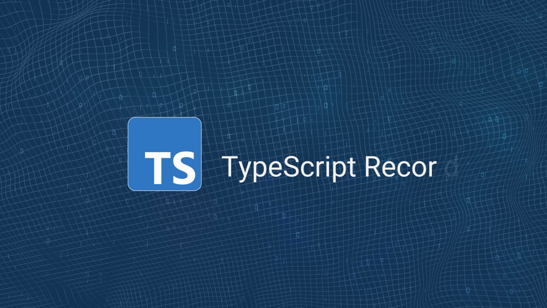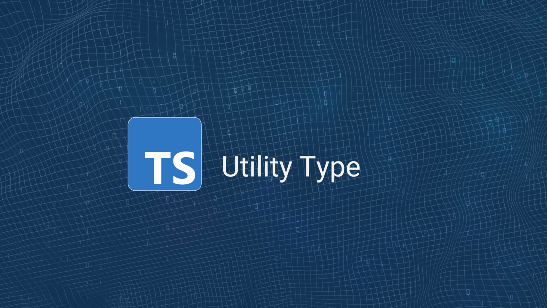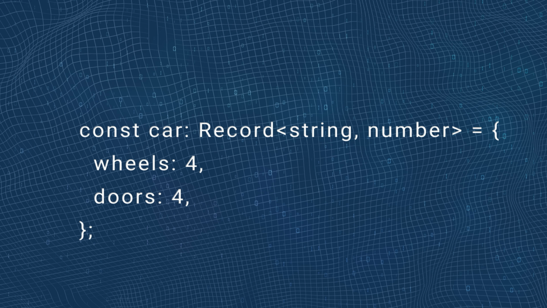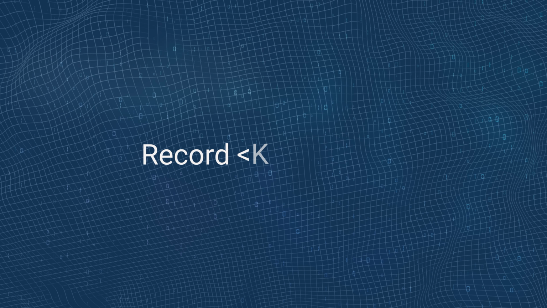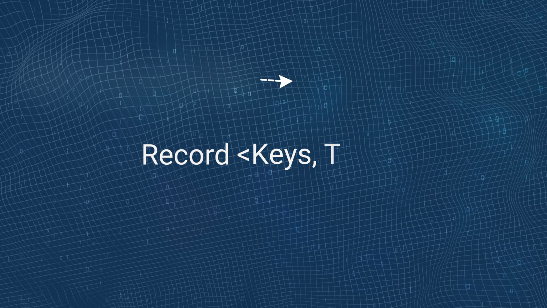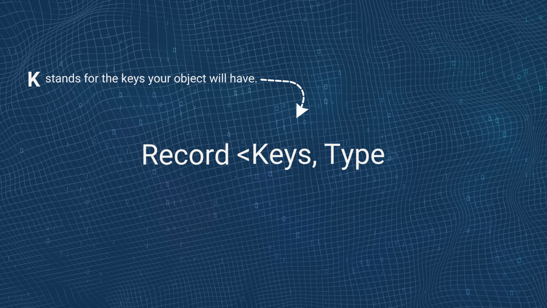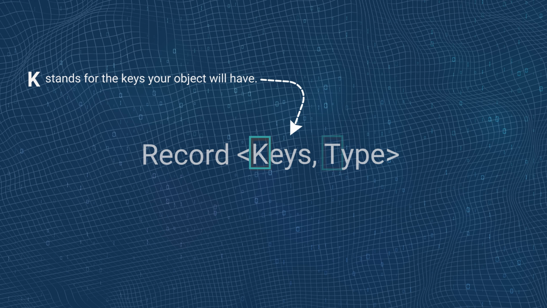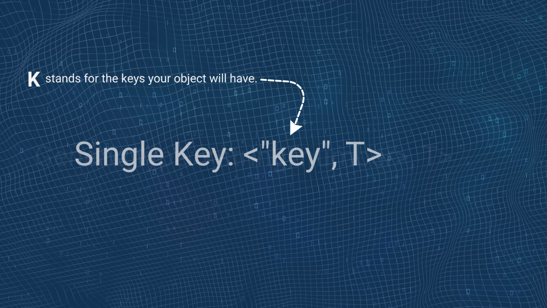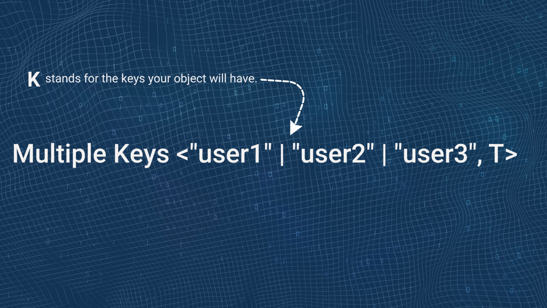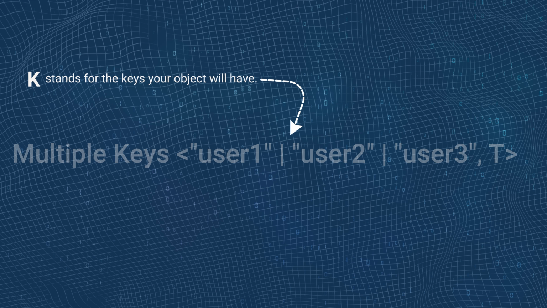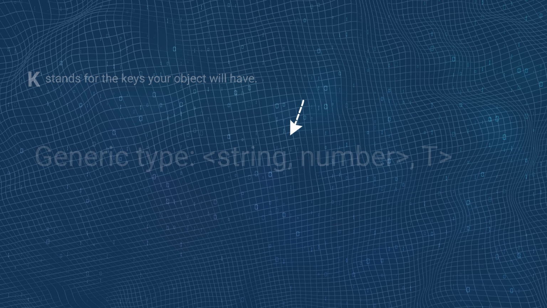In TypeScript, record is a utility type that helps you create objects with specific keys and value types. Record has two parameters. The first one is keys, and the second one is type. You can see sometimes them represented with K and T as a shorthand syntax. Keys can have a single key, or they can have multiple keys, and also they can have generic types.